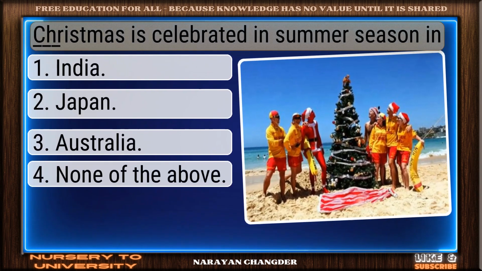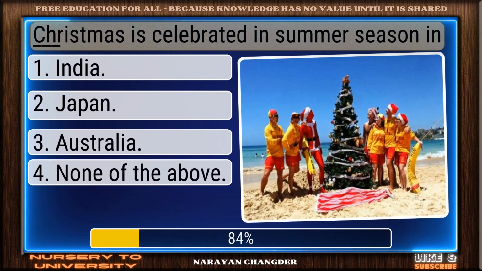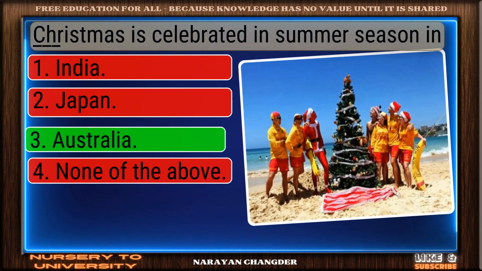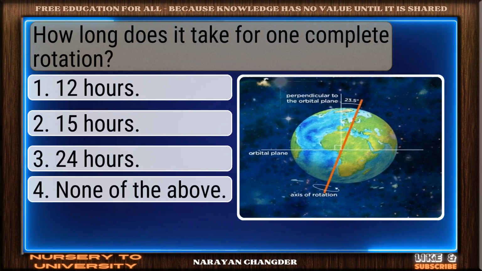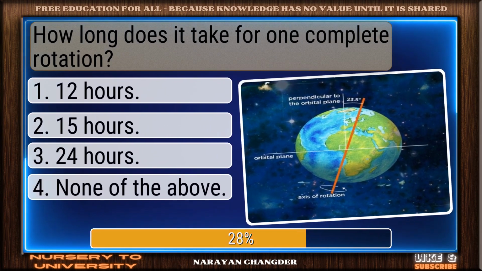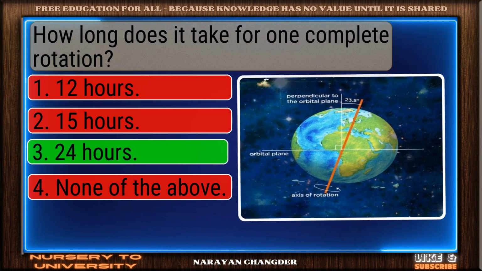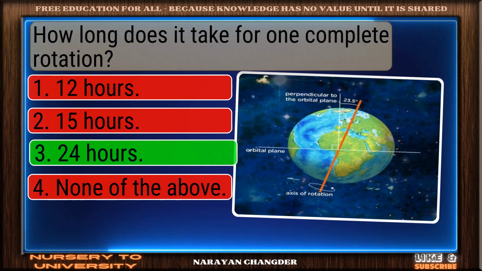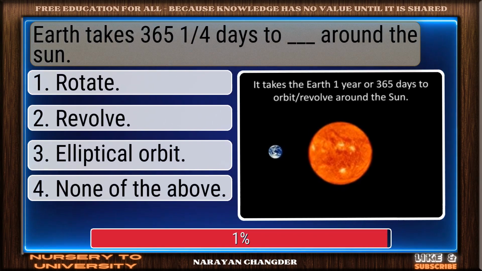Christmas is celebrated in the summer season in dash? You got it. Your choice, Australia, is right. How long does it take for one complete rotation? Well reasoned. 24 hours is the correct choice. Earth takes 365 and a quarter days to dash around the sun.